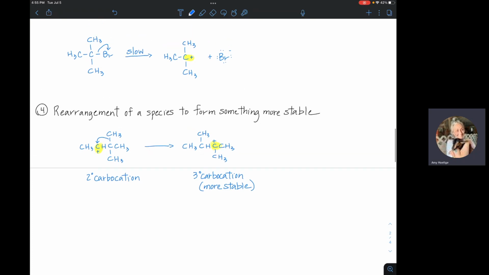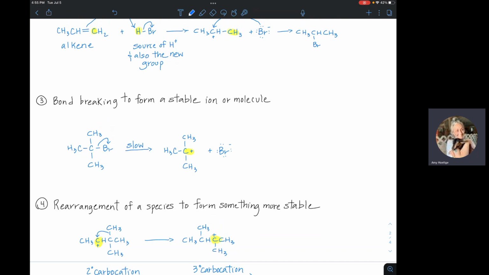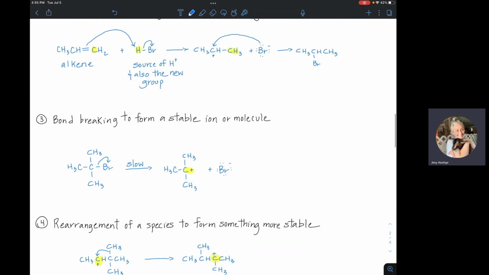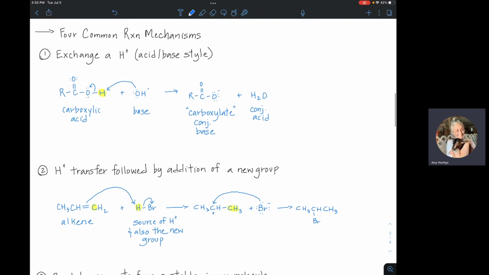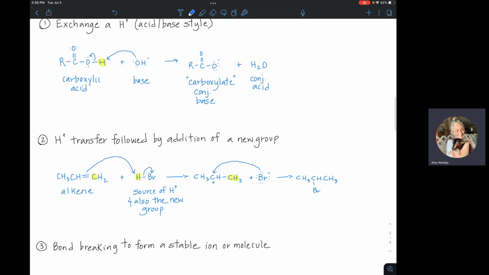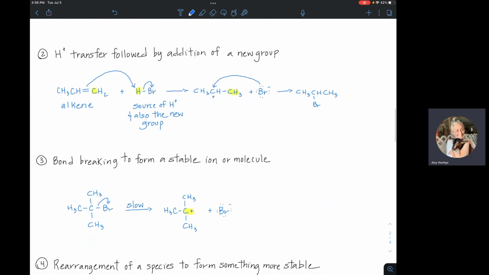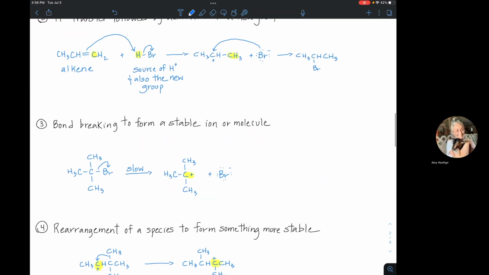Okay, so those are the 4 typical reactions, or the generic reaction mechanisms that we will talk about throughout the semester. They will get specific to the functional groups that we're talking about, but in general, these four umbrellas of reaction types are what you're going to see the most of this semester.